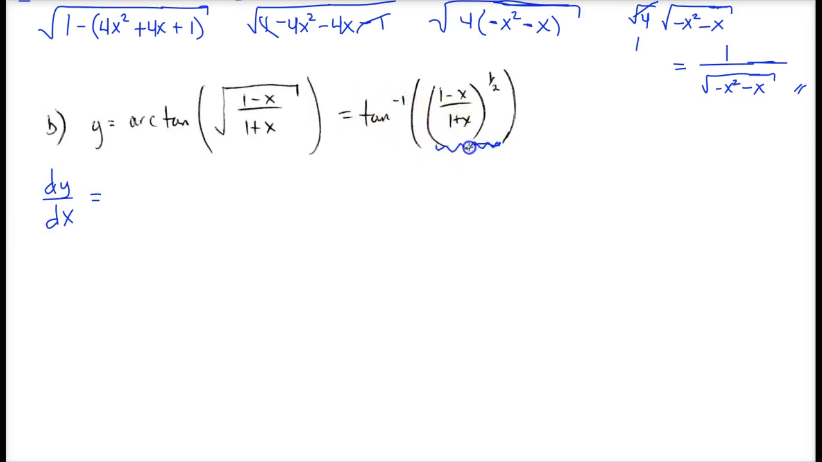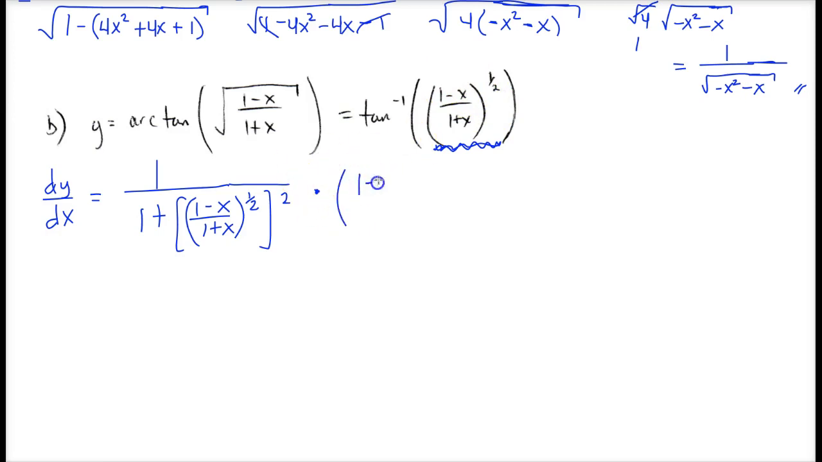We know that all of this here is going to be the inside function. So when we take the derivative of tangent inverse of blah, that is just going to be 1 over 1 plus blah. And our blah here would be 1 minus x over 1 plus x, all that raised to the 1/2. And of course, blah will be squared. So that's the derivative of tangent inverse of blah times, now we need to do the derivative of the inside function itself.